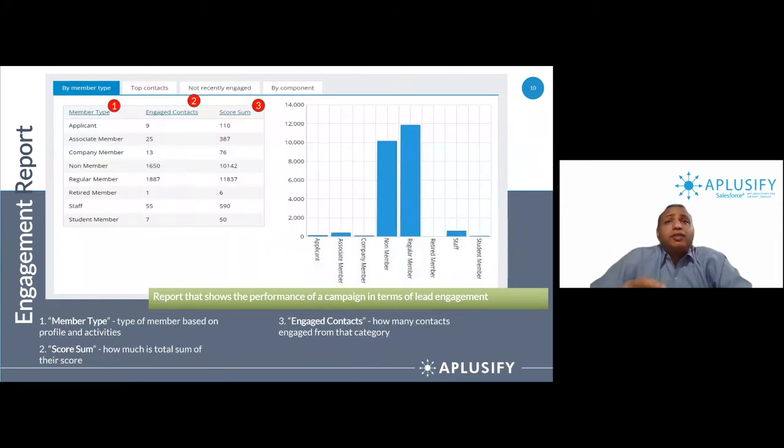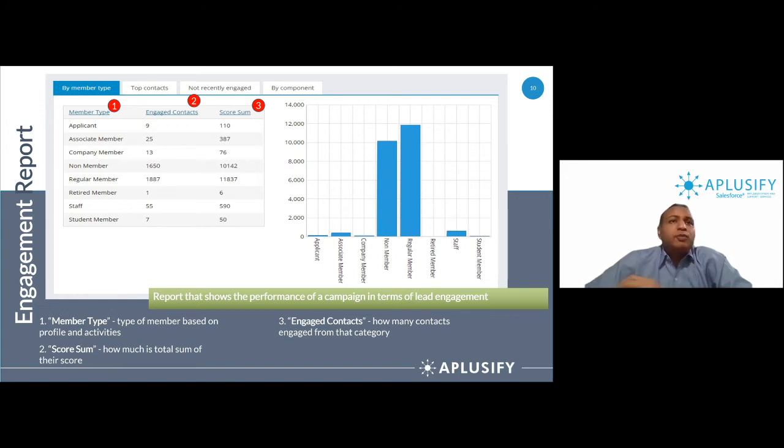Then we can have dashboards which tell you your engaged contacts based on your membership type. So here you can see that most of the engaged contacts are regular members, right? Which is 1887. Then your non-members are 1650 who are engaged, right? The least is your retired members. Now, this gives you a picture on why the retired members are not engaged. Is this something that we are doing wrong for our retired members? Then student members are also 7, right?